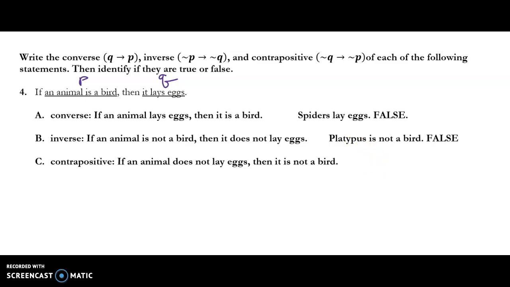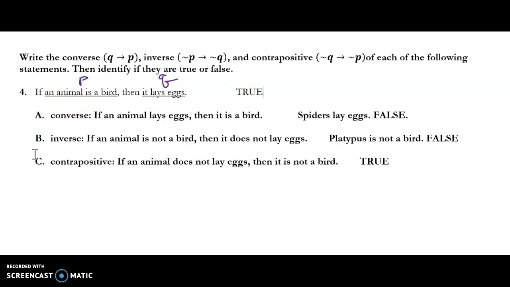If an animal does not lay eggs, then it is not a bird. So the thing is, could you think of any animals that don't lay eggs that are in fact birds? And that's going to be a true statement because there wouldn't be. Okay? Remember that the initial conditional statement up here is true. So if the initial statement's true, the contrapositive is going to be true.